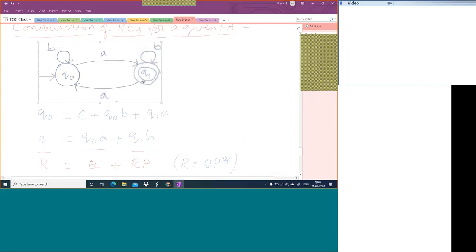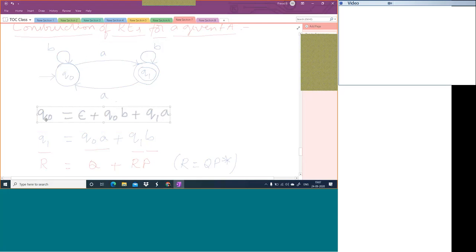Guys, here the states are Q0 and Q1. The final state is Q1. So, we must find the expression for the final state. Before finding the regular expression, we write the equation for every state. The states are two, Q0 and Q1. So how to write the equation for every state?